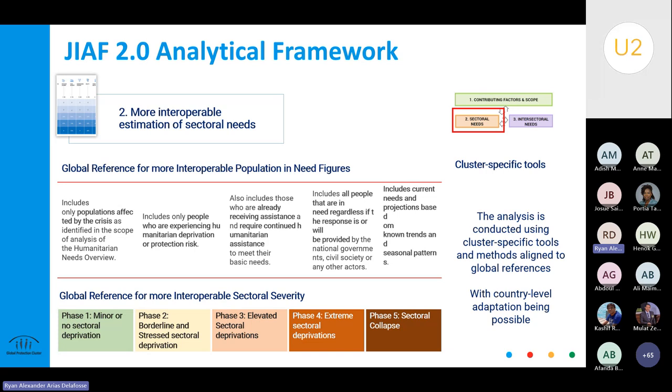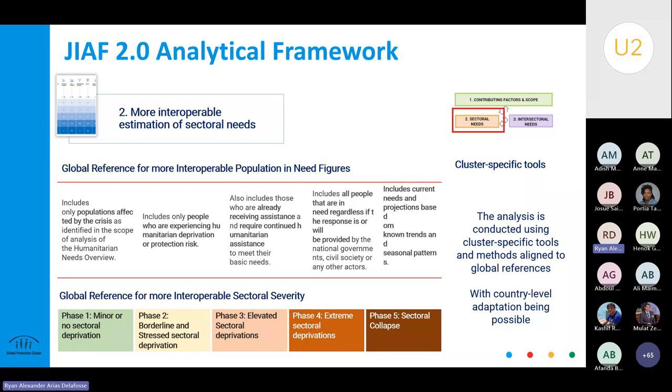And this is where you're going to see global references for people in need and global references for sectoral severity. That does mean that at country level, these can change. But if they change, they have to change for everyone. And I think part of the confusion that has happened between OCHA country offices and clusters is this interoperability estimation of sectoral needs. But I don't want anyone to be very stressed about this, because you have already done this process.